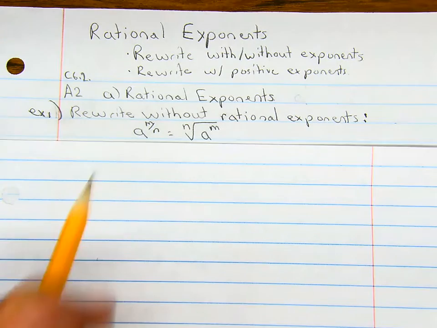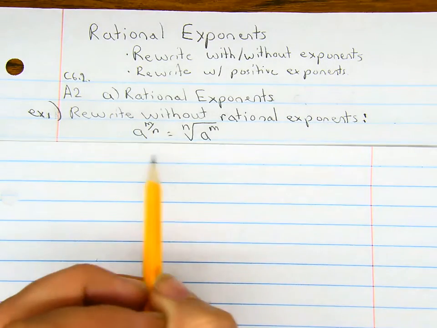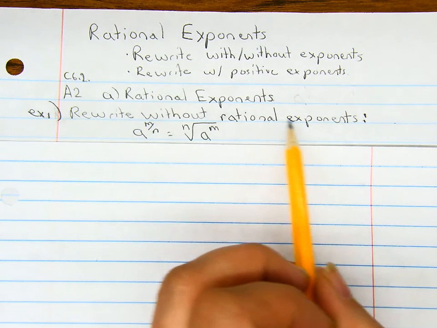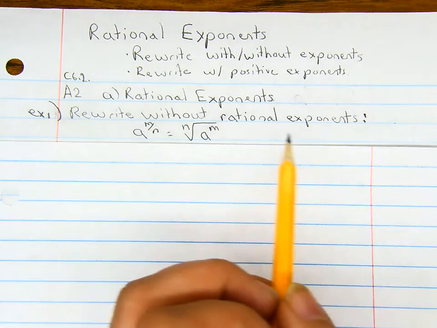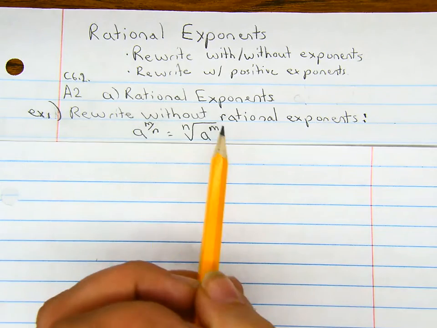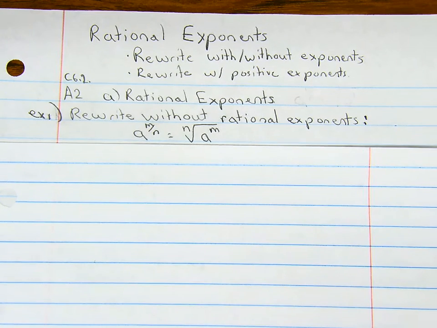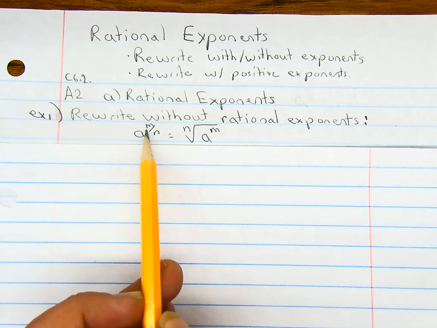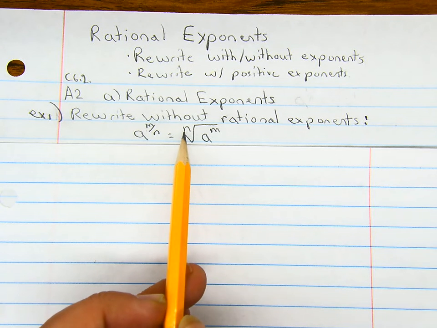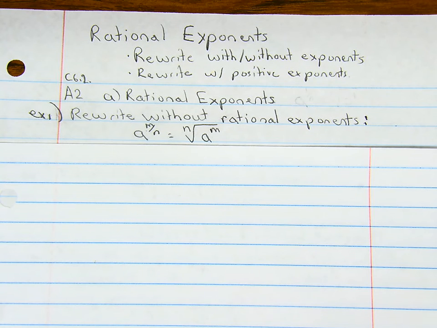And our first example and bit of direction comes with this. It says rewrite the following rational exponent expression without rational exponents. What that initially means is take this and write it as a radical in our traditional form. So whatever your numerator is, that's going to be your exponent here. Whatever your denominator is, that's going to be your index here. And there you go. Once you write it in this form, it's no longer in a rational exponent.